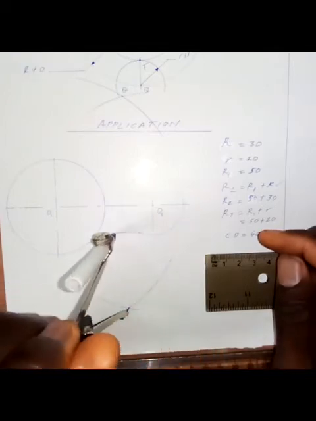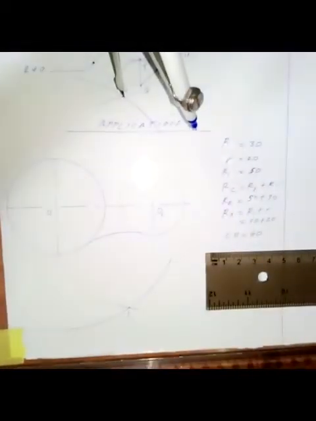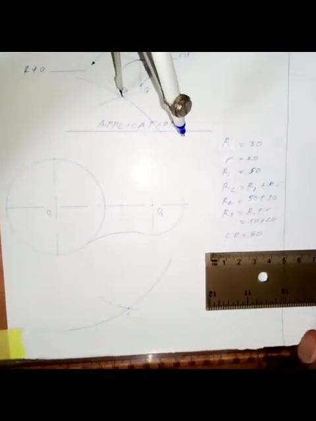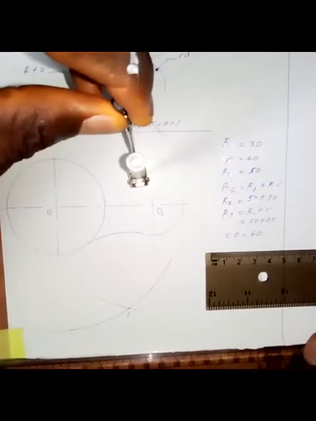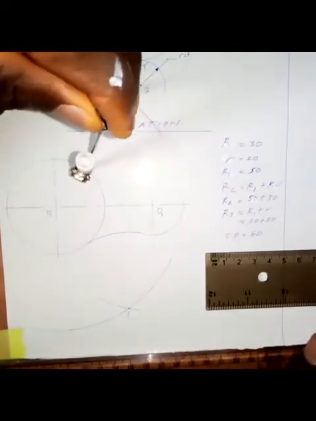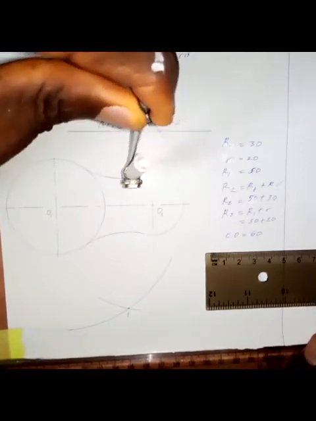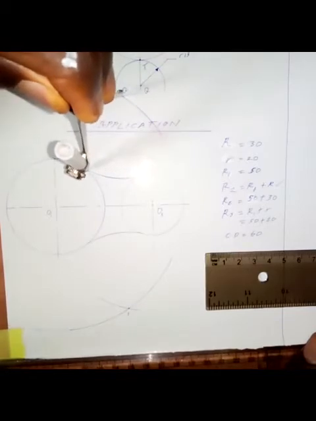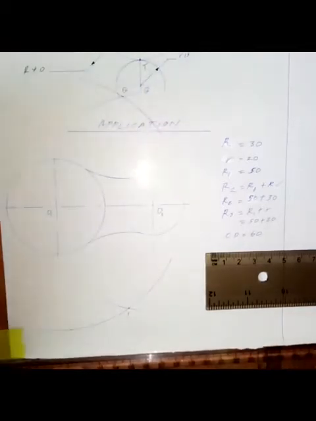Okay. So then you repeat the same thing. Bring it to this point Q, and it will touch this circle at a point. So you draw an arc again. Okay. So this arc and this arc, they touch these two circles externally.